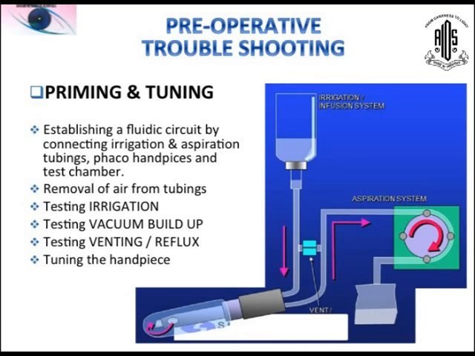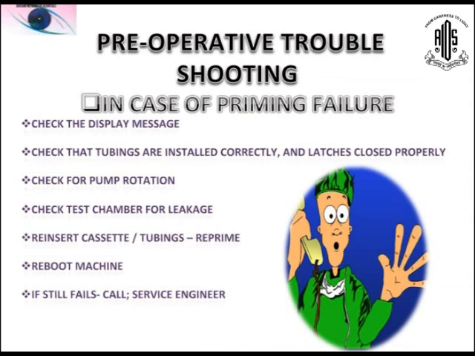Before you start, even if your scrub nurse has tested everything, test the handpiece in your sleeve, in the test chamber. In case of a priming failure, first check the display message on the PHACO machine. It will guide you properly. Check the tubings are installed correctly and the latches are closed properly. For the pump rotation also, you must check the chamber for leakage.